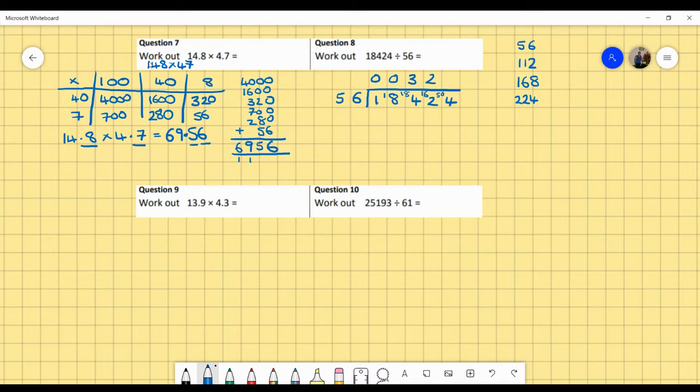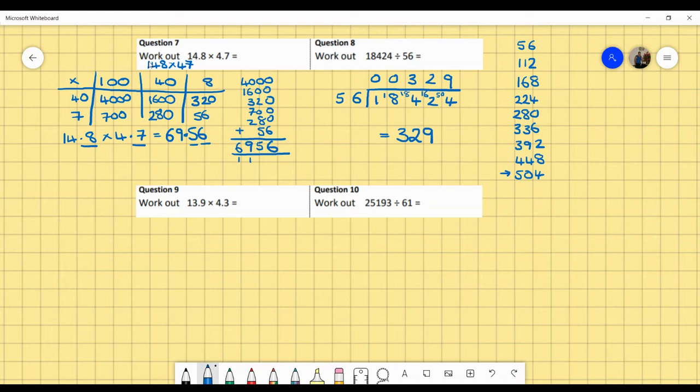So I'm now looking at 504. I'm going to have to carry on with my 56 times table. The next one is 280, then 336, then 392, 448, and then 504, which is the one I was after. So that's 1, 2, 3, 4, 5, 6, 7, 8, 9, and no remainder. So the answer to this one is 329.